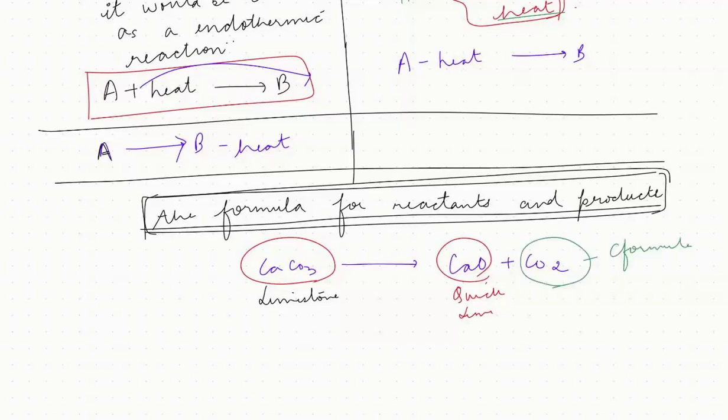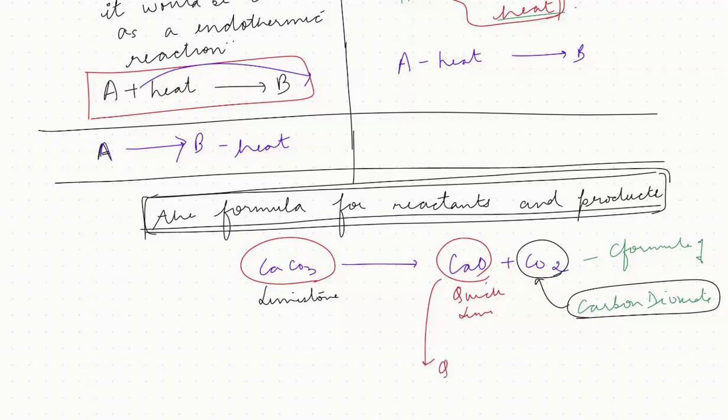So rather than writing it out, I'm not asking for the formula of reactants and products. I'm saying the equation also tells me the formula of the reactants and products. It converts reactants to products. And rather than writing down carbon dioxide, I would simply say CO2. Rather than saying quicklime, I would say CaO.